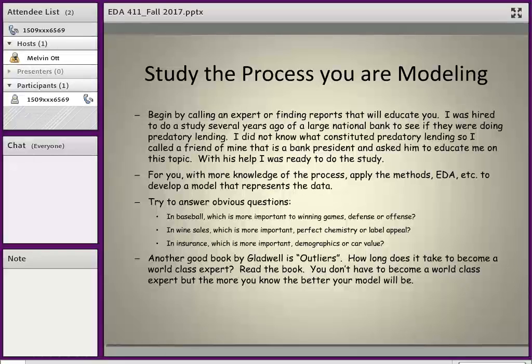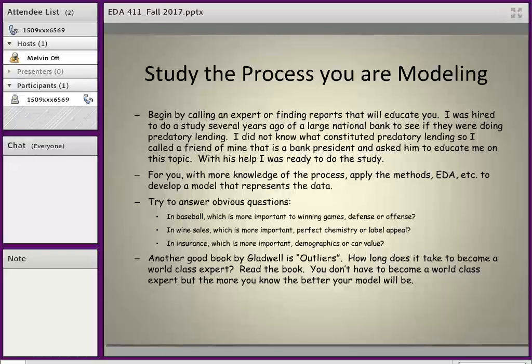And generally, you people are really smart. You can become an expert in a very short time just by looking at material that's readily available to you. When you start doing that, you're going to try to answer obvious questions. In your first assignment in baseball, what's more important for winning games? Is it defense or offense? Another of your assignments in wine sales, what's the most important? Perfect chemistry, or is it label appeal, or something else?